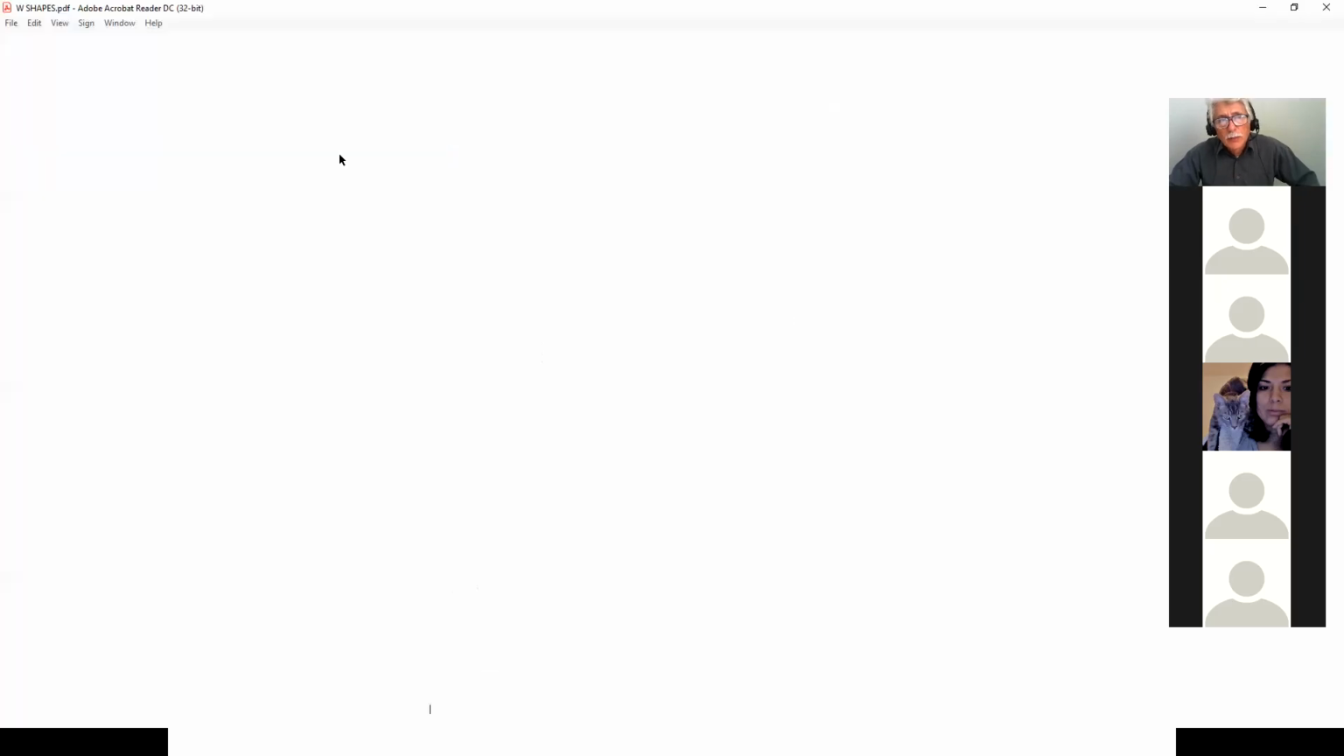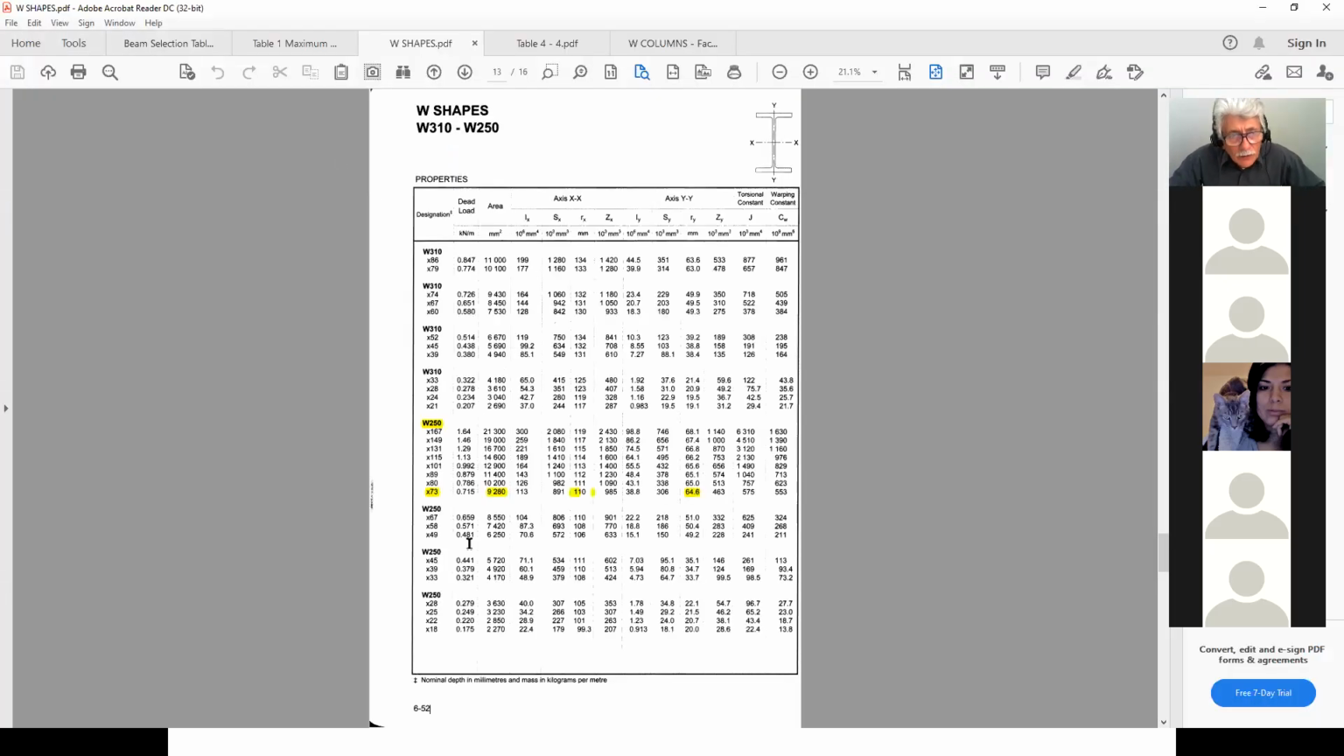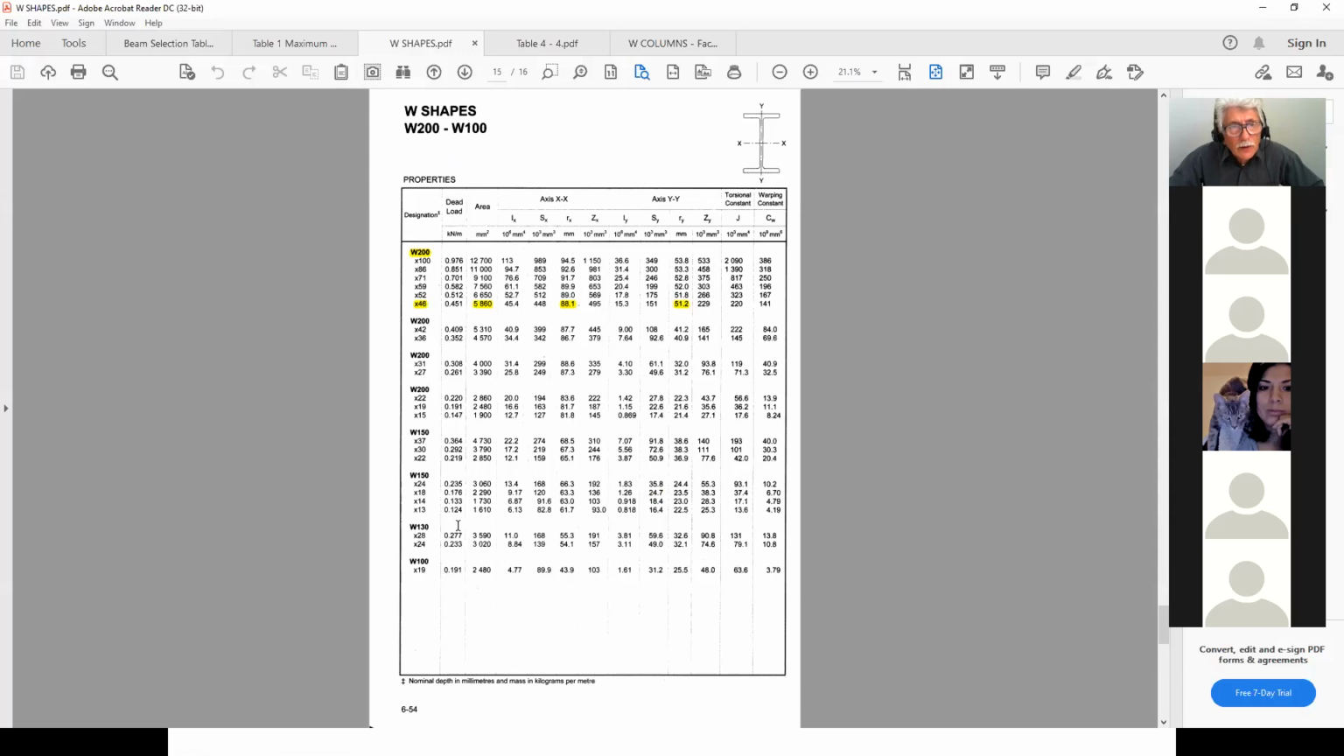Okay, you come to the shape tables and 200 by 46. So let me go 200 by 46. So here we go. Here's where I get the cross-sectional area. This is where I get the radius of gyration, Rx. This is where I get the Ry value. And of course, I should also check the table 1 requirements.